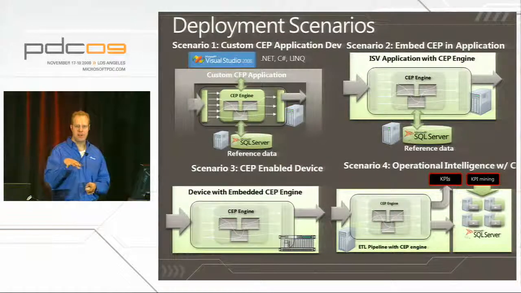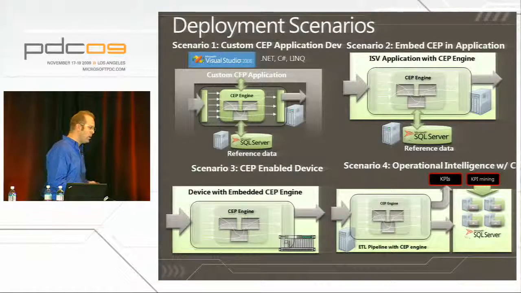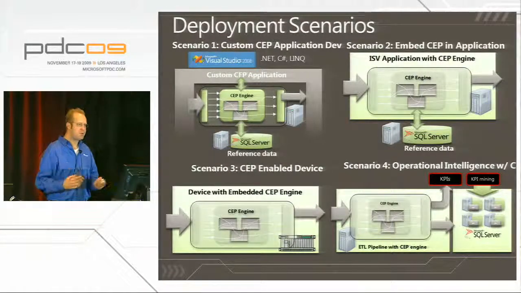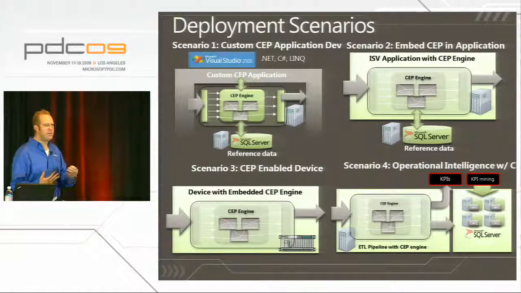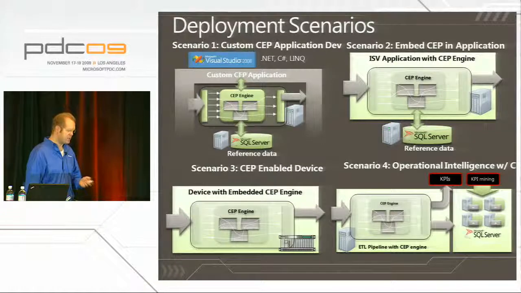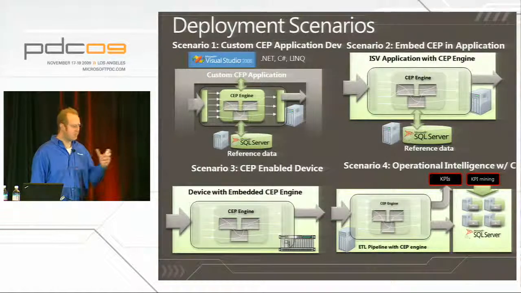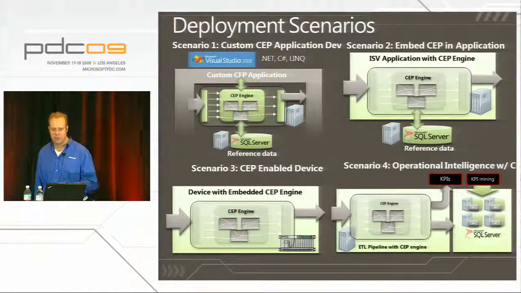The third scenario just takes that from in-process to an in-device scenario, where in the future we want to enable devices that are running, for instance, Microsoft CE or Windows Embedded, to embed the StreamInsight engine and do processing on the device. The fourth scenario is actually somewhat different from the previous scenarios, but a very compelling one, and that's why I want to share it with you.